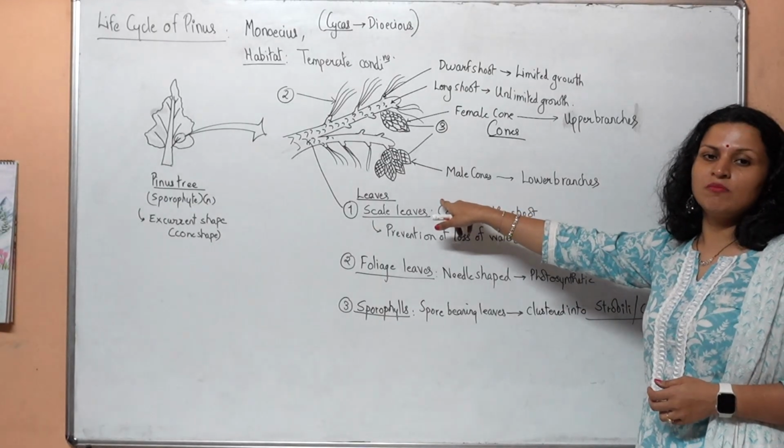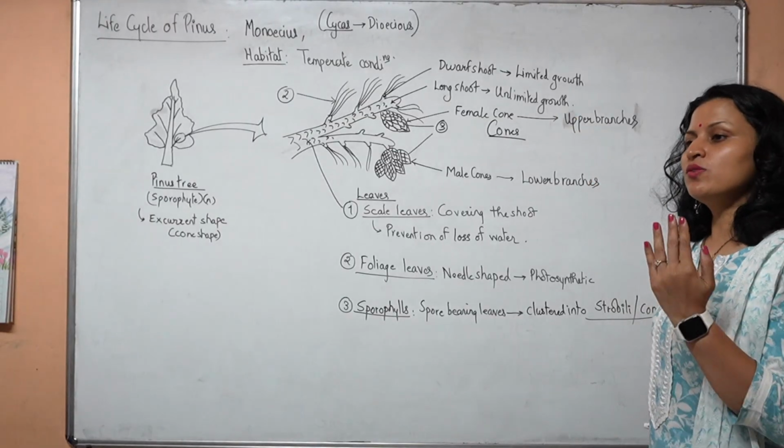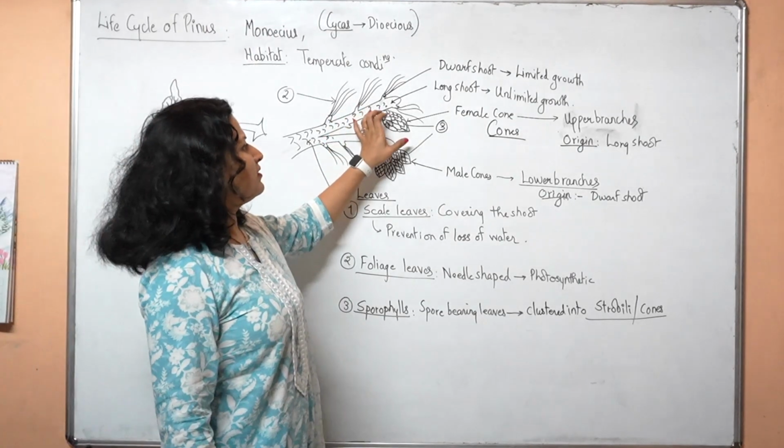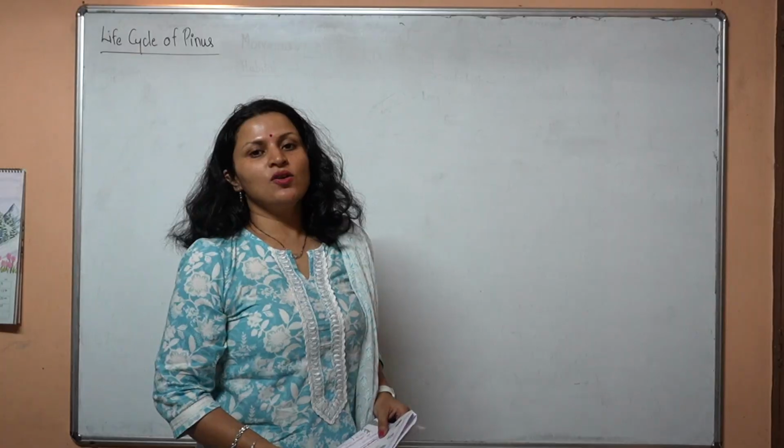Microspores will be produced in the male cones, megaspores will be produced in the female cones, both of which will produce their respective male gametes and the female gametes. Now we will look at these cones in more detail, starting with the male cone. So we are looking at the male cone right now.